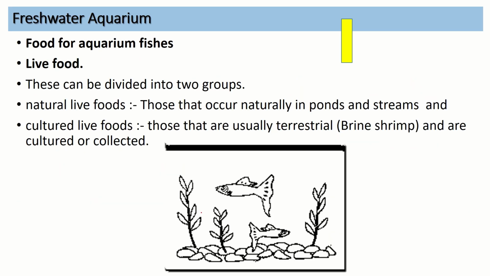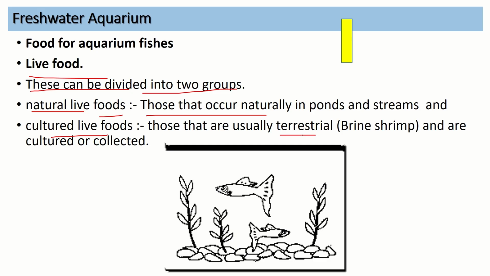Then about the live food. In addition to the commercial food, experienced fish keepers also feed their fishes on live foods. This can be divided into two groups: those that occur naturally in ponds and streams, and those that are usually terrestrial and cultured live food.